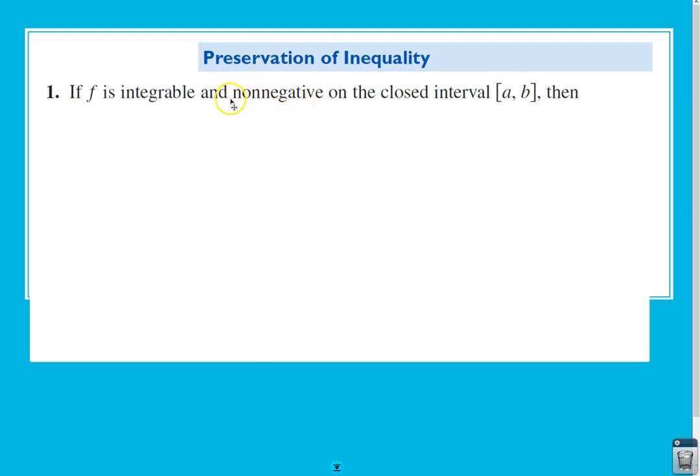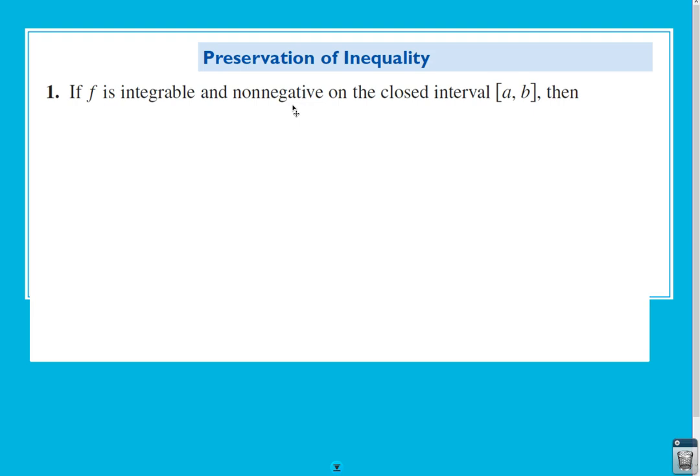Non-negative means it could be either 0 or positive. Non-negative does not mean positive. I'm going to repeat this one more time: non-negative does not mean positive. Non-negative means that something could be equal to 0 or it could be positive.